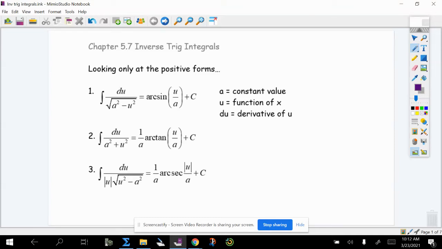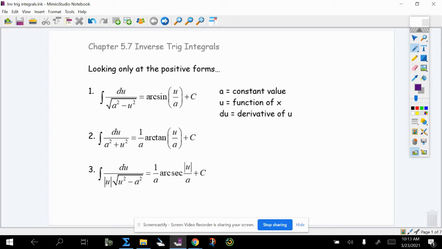We have made it to the end of chapter 5, the last section in the chapter, 5.7. And this is going to basically go in reverse from the previous lesson, the 5.6 lesson, which was deriving inverse trig. We're going to look at integrals that are inverse trig model integrals. It is the last integration form for Calc 1.